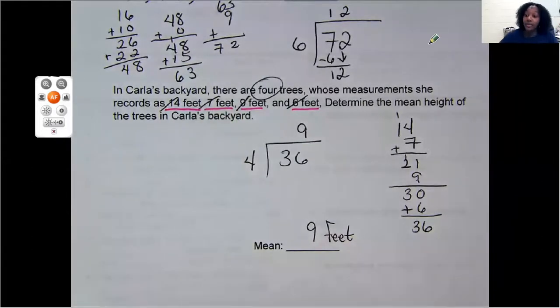All right, ladies and gentlemen, you're going to go off and you're going to show me what you know on finding the mean. Remember, add everything up together, divide by how many pieces of data that you added. Remember, if there's a 0 in there, you do count the 0 as part of your total.